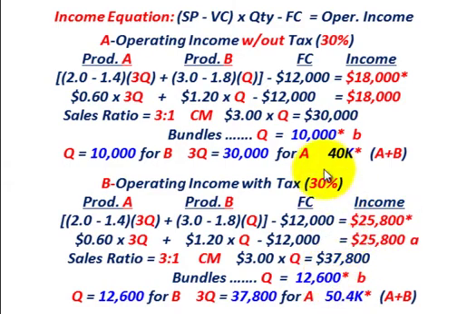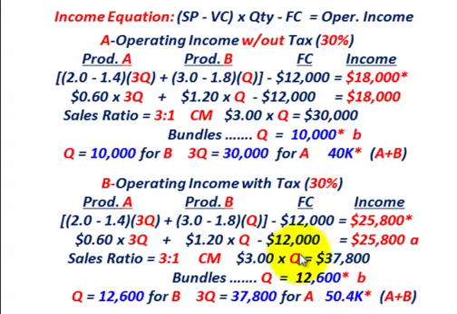So you can see we moved up because of the tax. We moved up bundle wise, or group wise, from 10,000 up to 12,600. And quantity wise for both A and B, we're sitting at 40,000. We have to move up to 50,400. So that's how our taxes affected our quantities.